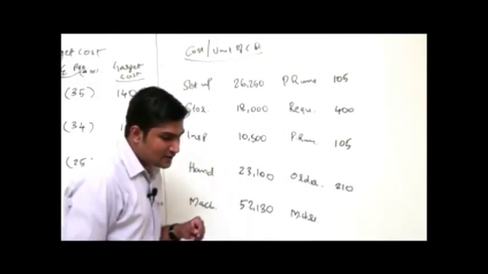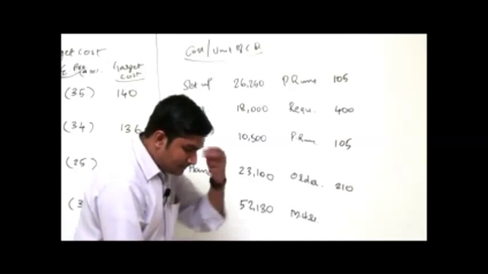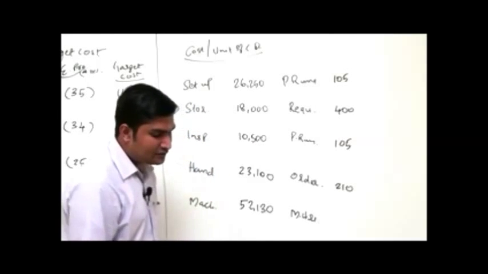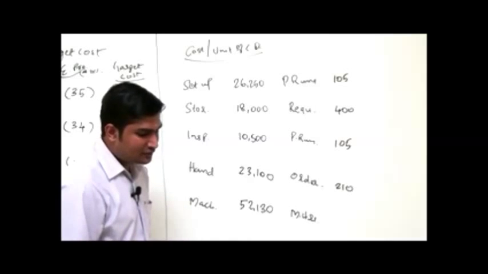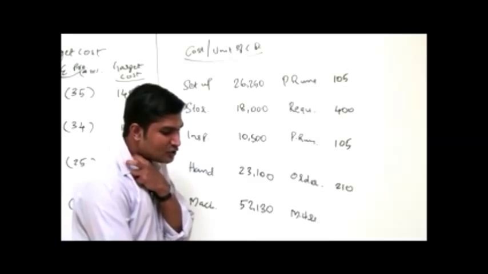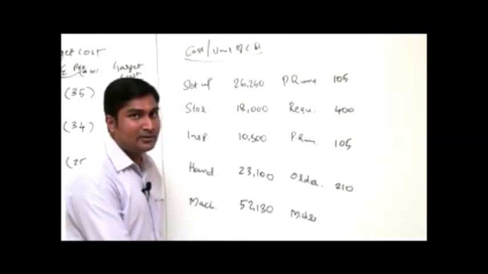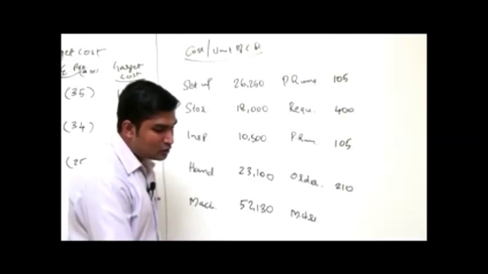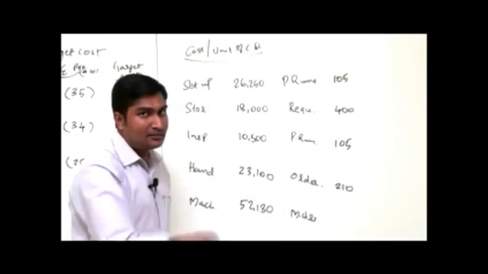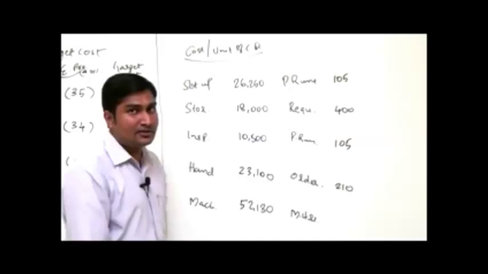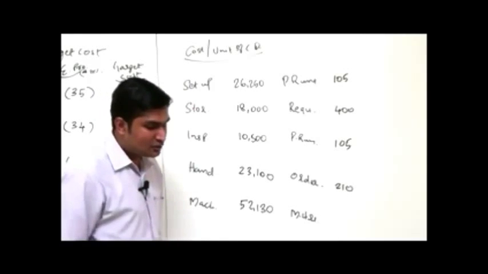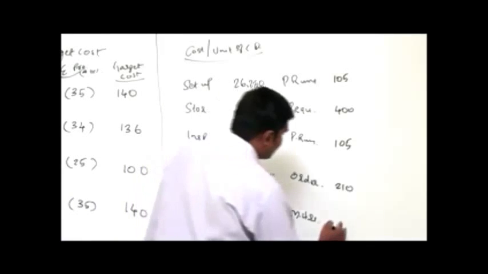Now machine hours are given in the problem. The hours per unit are 4 for A, 3 for B, 2 for C, and 3 for D. So 600 units into 4 for A, 500 multiplied by 3 for B, 400 into 2 for C, and 600 into 3 for D. Adding up 2,400 plus 1,500 plus 800 plus 1,800, the total number of hours would be 6,500.